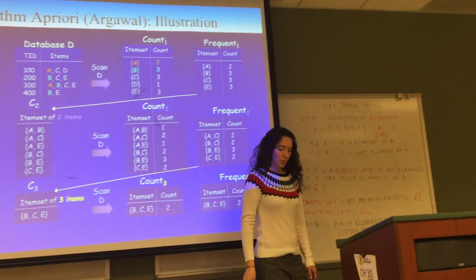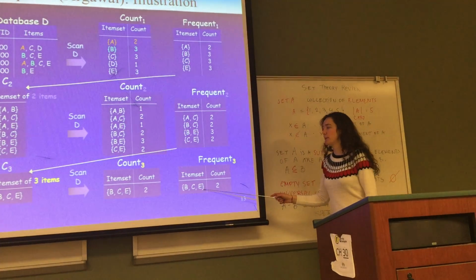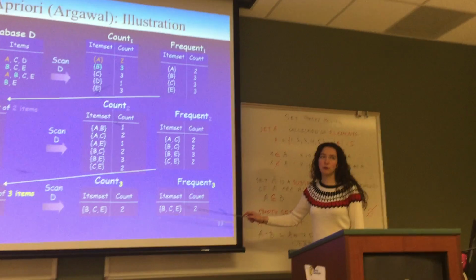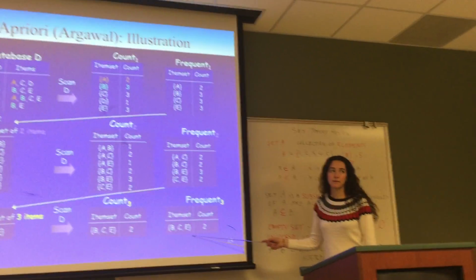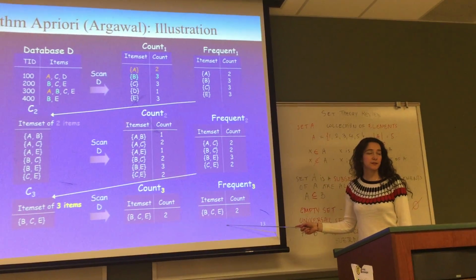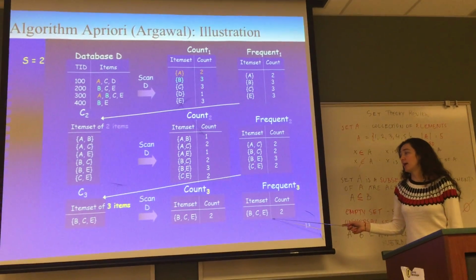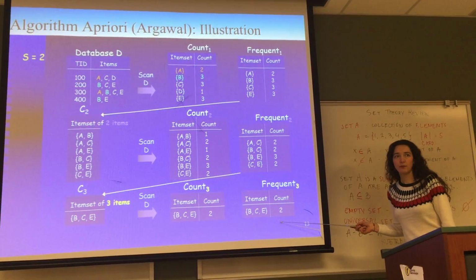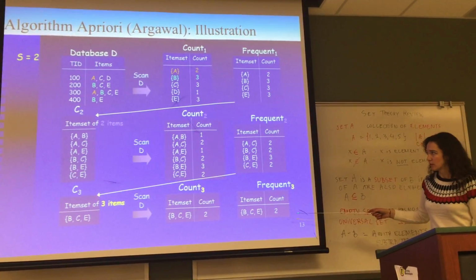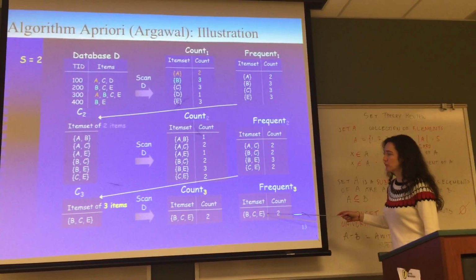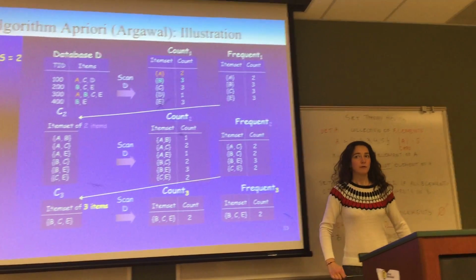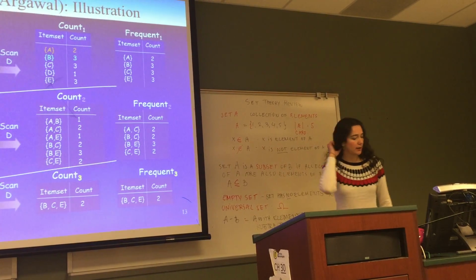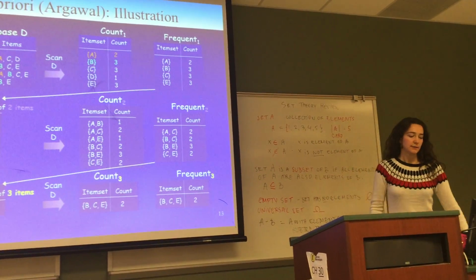And now we cannot combine anymore because we only have 1 left. But if there are more than 1, we continue combining them until there's only 1 left, or until there's none left because they don't meet the threshold, and we remove them. And then we're done with this algorithm. So we have produced the frequent item sets. From these frequent item sets, we can generate association rules, and I will show you how to do this next time.